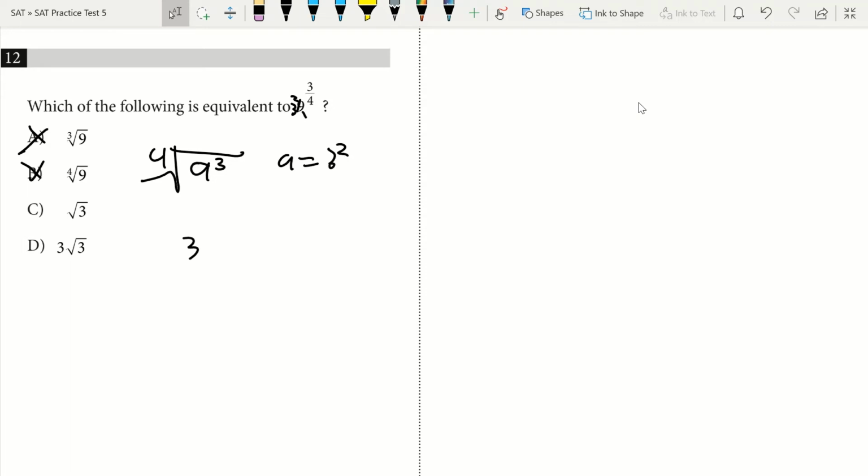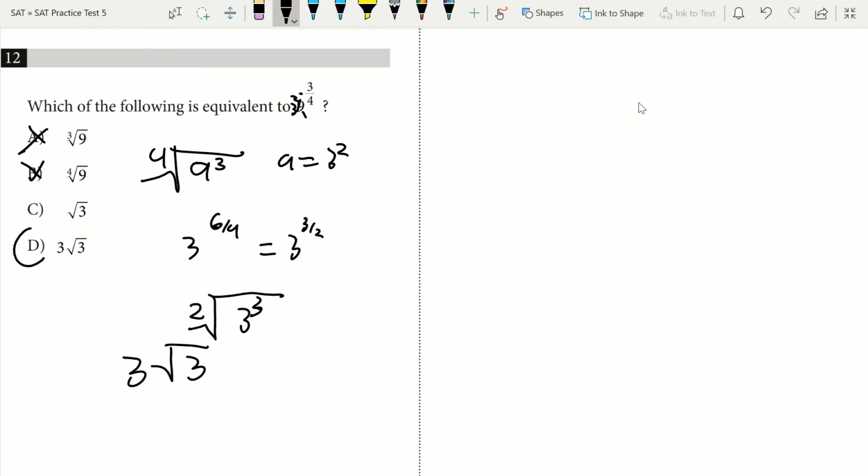Now when I do that, I have to multiply my 2 by my 3/4. Multiplying 2 by 3/4 gives me 6 over 4. 3 to the power of 6 over 4 is equal to 3 to the power of 3 over 2, which means that I'm going to have the second root of 3 to the third. Right, so I can go ahead and take one 3 out, and I'm left with 3 root 3. So my answer is D.